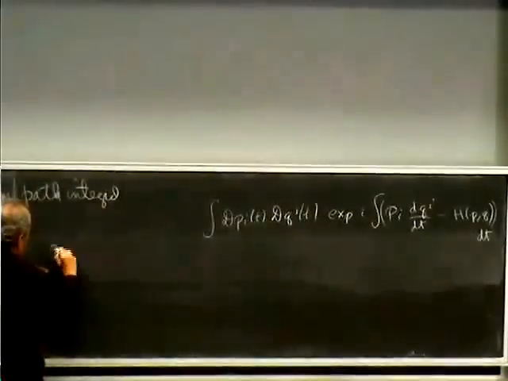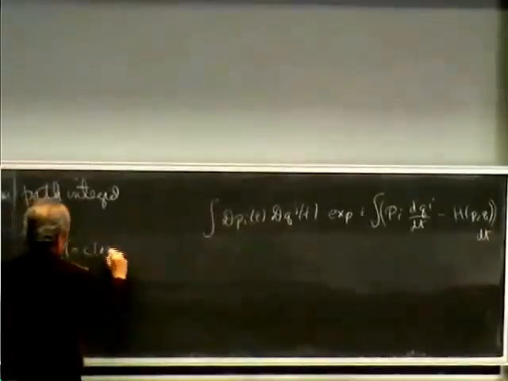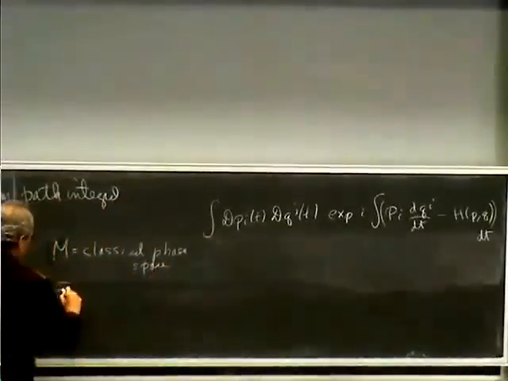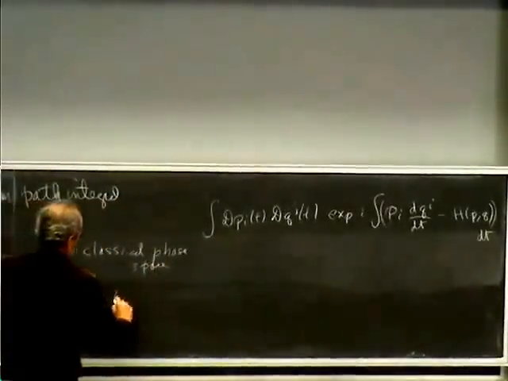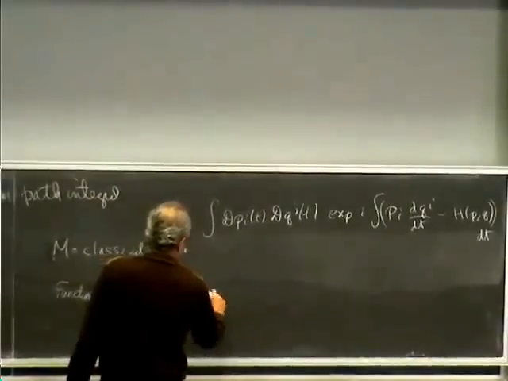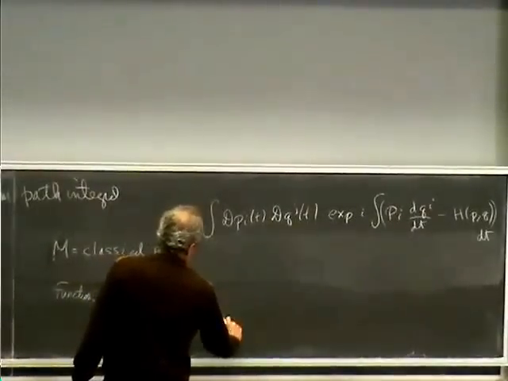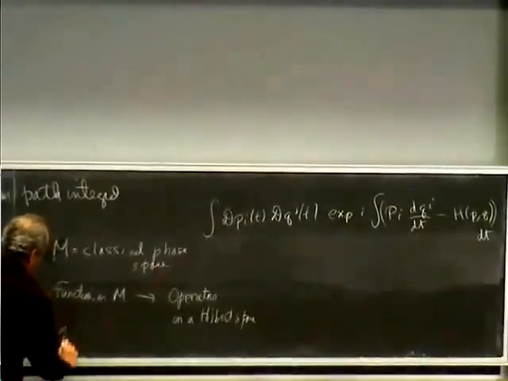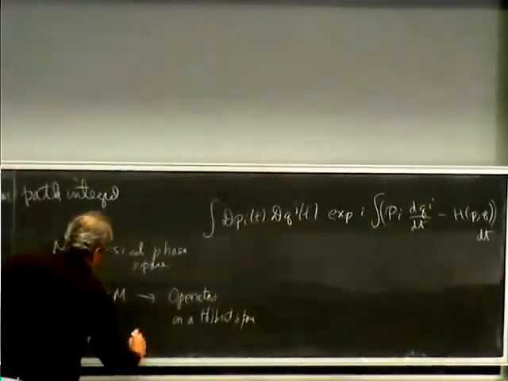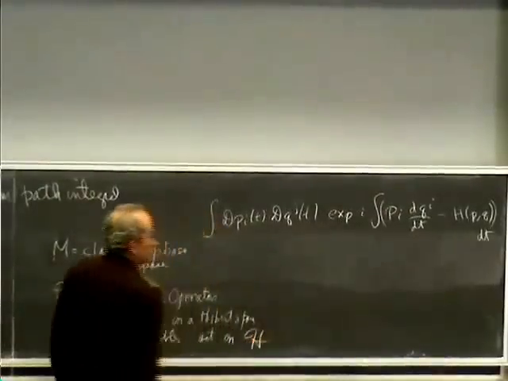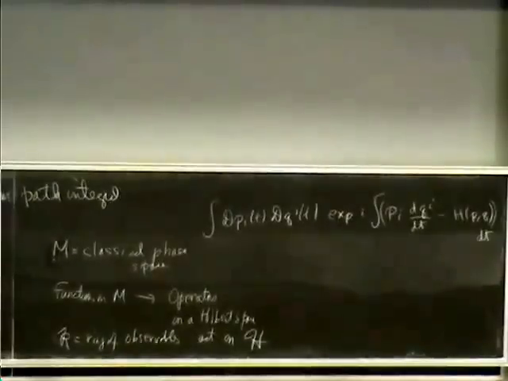Now what one does with the Feynman integral, so we have what I'll call M, which is a classical phase space. Then we have functions on M. We want to somehow convert them into operators on a Hilbert space. So we want to construct what I'll call maybe R, which is a ring of observables. And it's supposed to act on a Hilbert space, curly H. And that's what we construct using the Feynman integral.